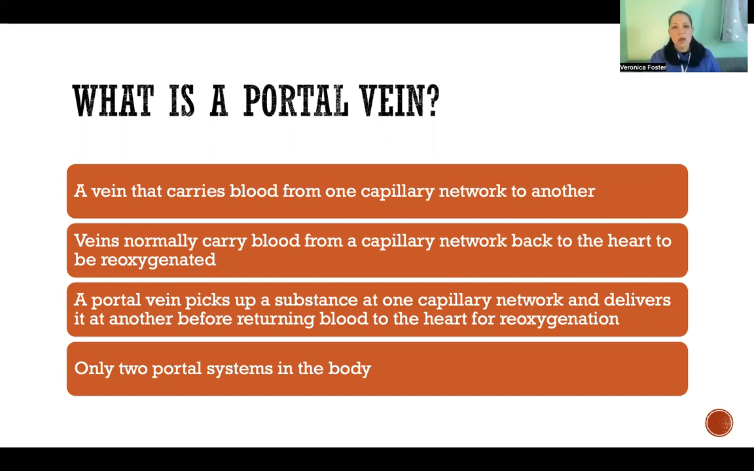But with a portal vein, the oxygen was dropped off and we exchanged it for carbon dioxide and maybe picked up other things like hormones or nutrients or something else. And so then the portal vein, instead of going back to the heart, is basically making a pit stop. We have a detour on the way back before we go back up to the heart. So the portal vein is picking up a substance at one capillary network and delivering it to another before it then returns back to the heart for reoxygenation. There are only two examples of portal systems in the whole body. So I'm going to go through those now.